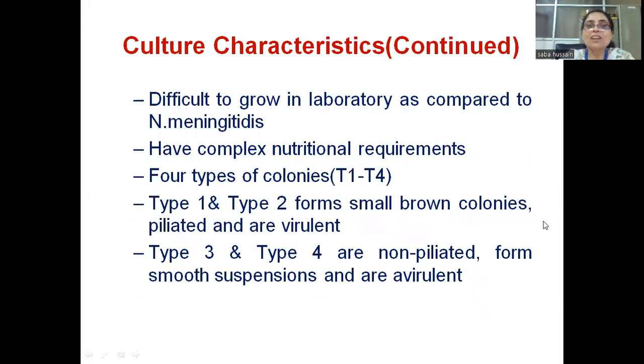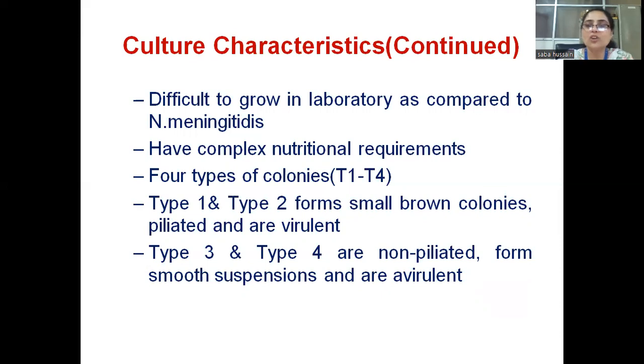And it's difficult to grow in laboratory as compared to Neisseria meningitidis. We will be talking about Neisseria meningitidis in the coming videos, but remember that it is more difficult to grow in laboratory as compared to Neisseria meningitidis. It has complex nutritional requirements, and it can be differentiated into 4 different types of colonies, that is type 1 to type 4. Type 1 and type 2 form small brown colonies.